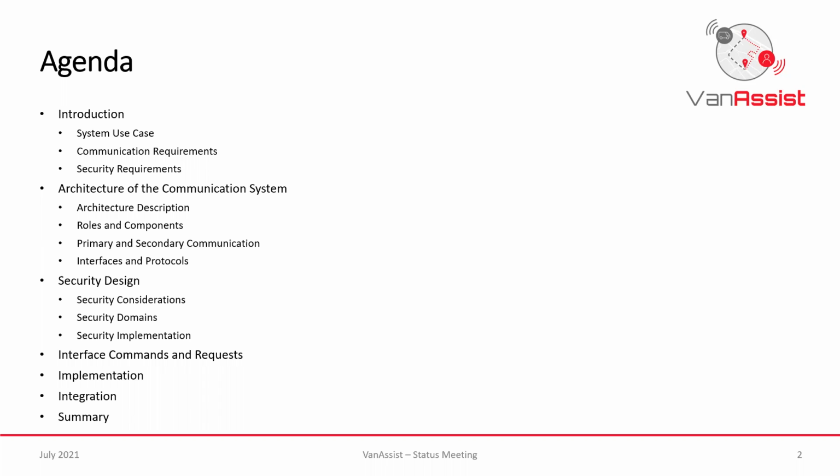The next step is the architecture of the communication system. In this topic, we have the architecture description, roles and components of the architecture, primary and secondary communication, interfaces and protocols. The next topic is security design. In security design, we will talk about security considerations, security domains, and security implementation.